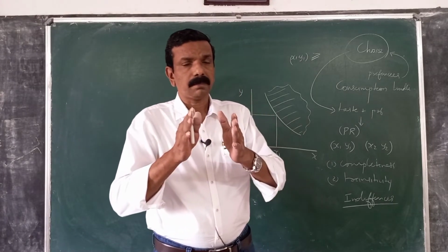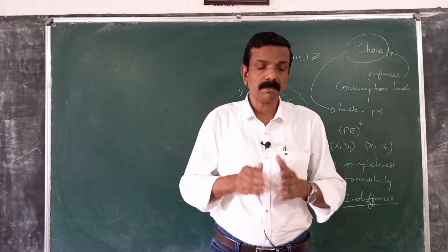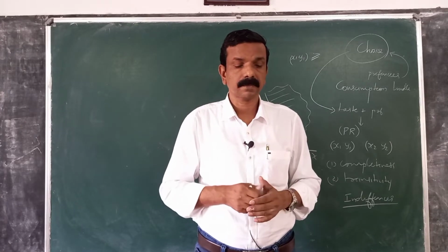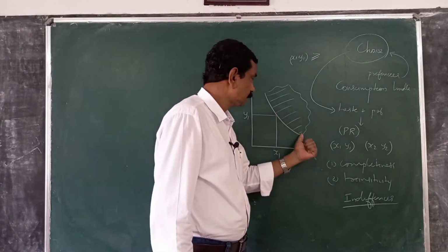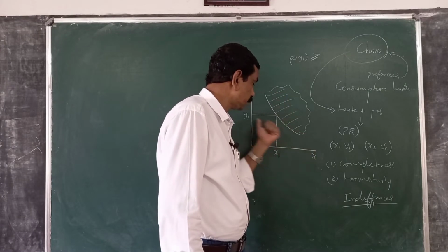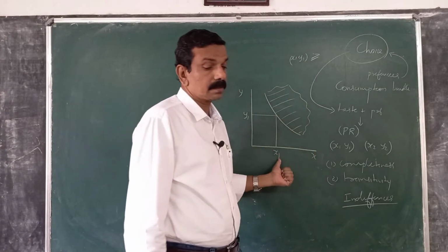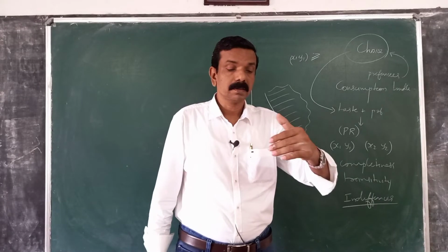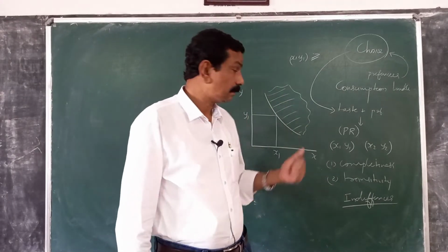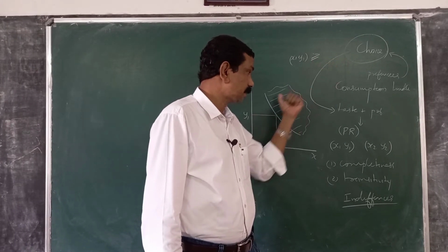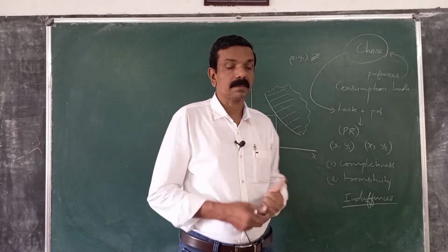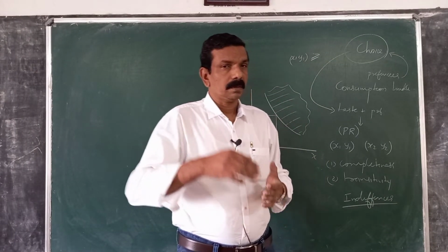And the bundles in the boundary of the set, that is, bundles which are indifferent to x1, y1, constitute what is known as the indifference curve. The bundles in the boundary of the weakly preferred set form the indifference curve. Remember this.